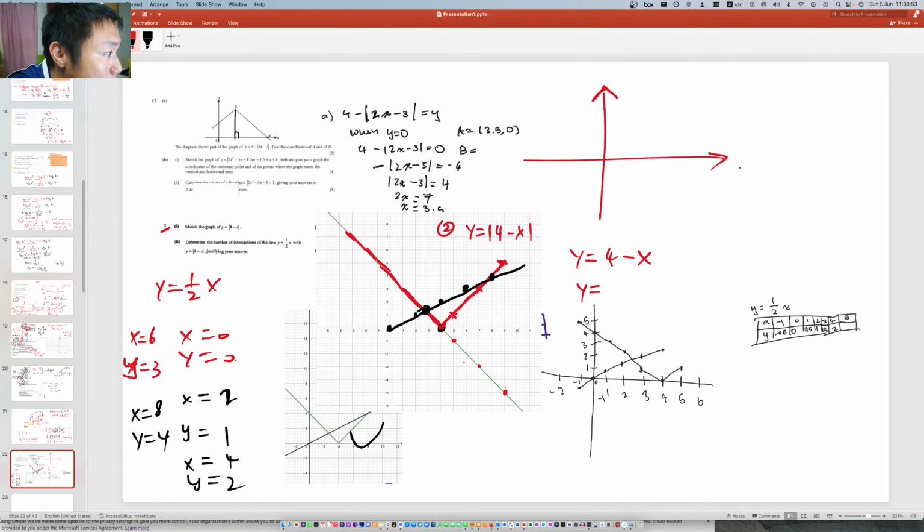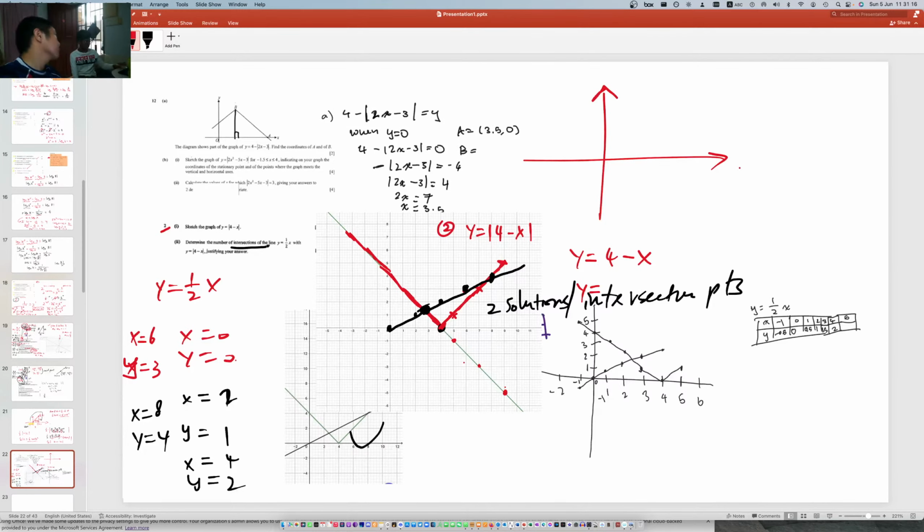So can you see how many intersections you have? 2, right? Then for justifying, you know what that means? Just sketch, and see in the graph there are 2. So 2 solutions, or 2 intersections, or 2 roots. Just use their words. That's how you do part 2.